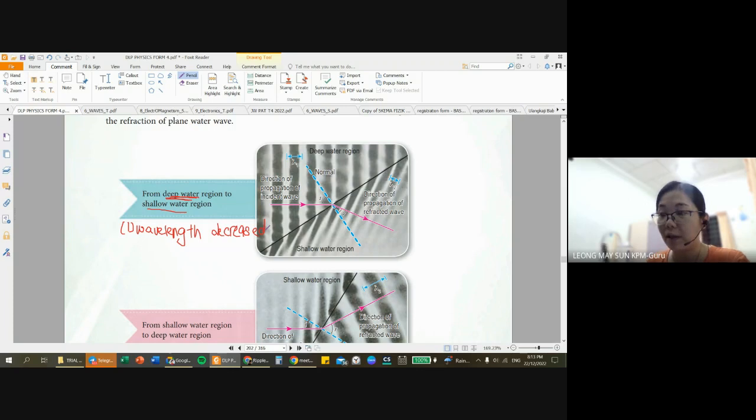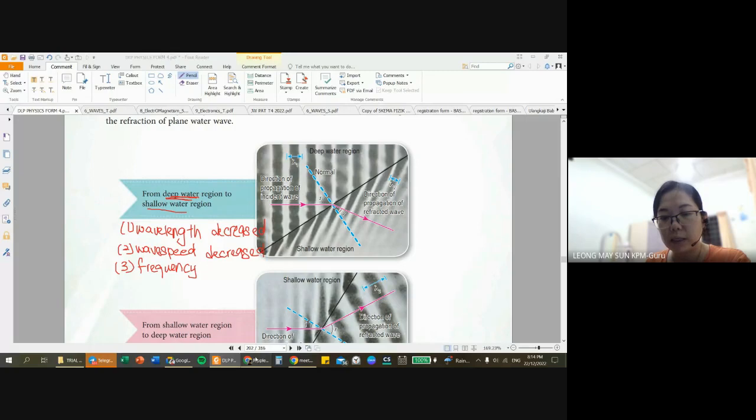We are talking about the definition first. Number one, the wavelength actually decreased. When the wavelength decreased, the next thing that happens is that the wave speed also decreased. But I want to ask you right now, based on what I taught you two days ago on Tuesday night, what happened to the frequency? Did the frequency change?